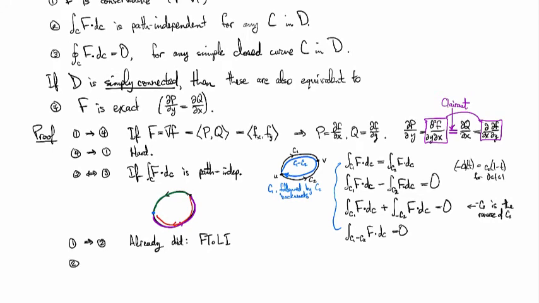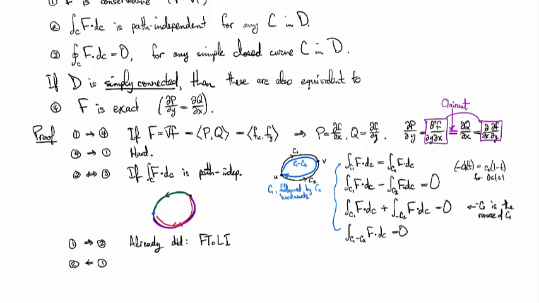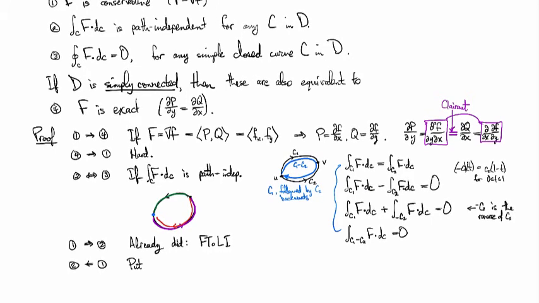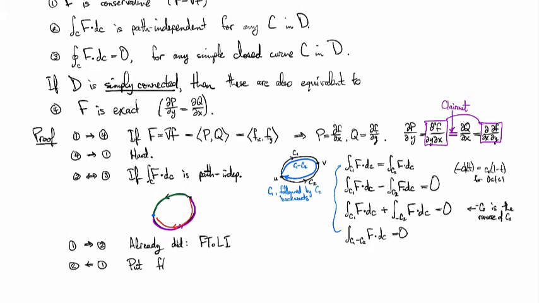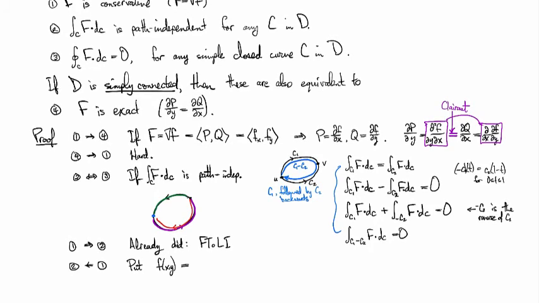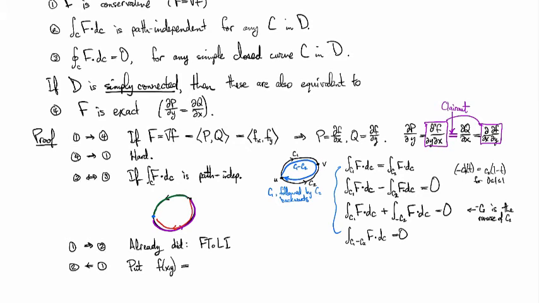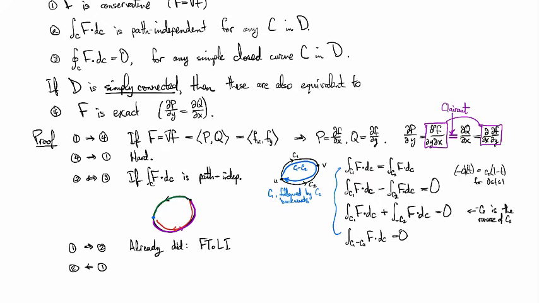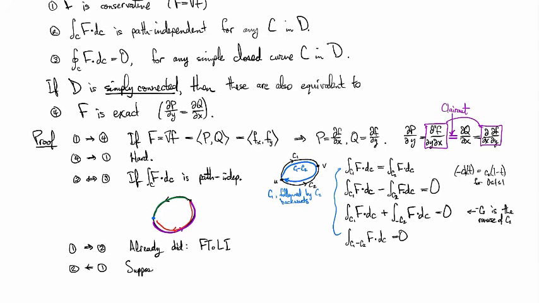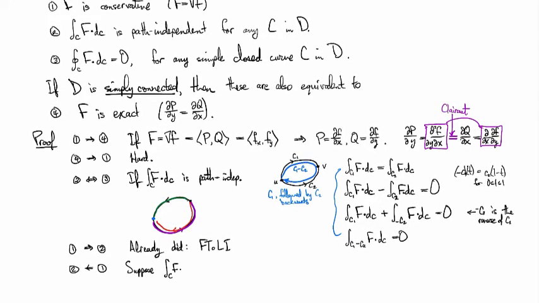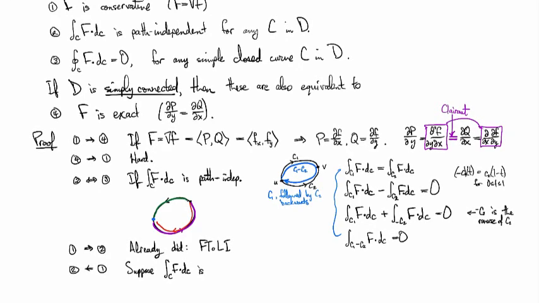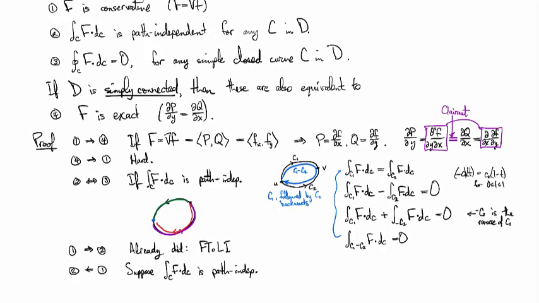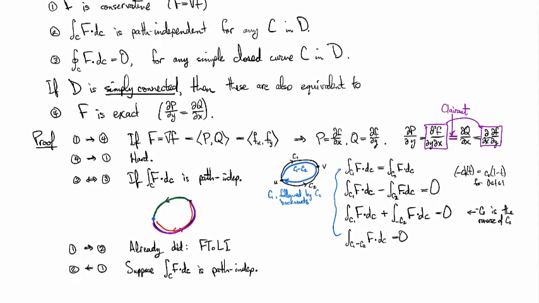To go in the reverse direction, now we're getting a little bit into the weeds where it starts to get a little bit more complicated, but it's kind of a cute idea. So let's define the function little f of x, y to be... and why am I doing this? Because I'm assuming right now, hold on, let me back up. Okay, so we are going to suppose that this integral is path independent.